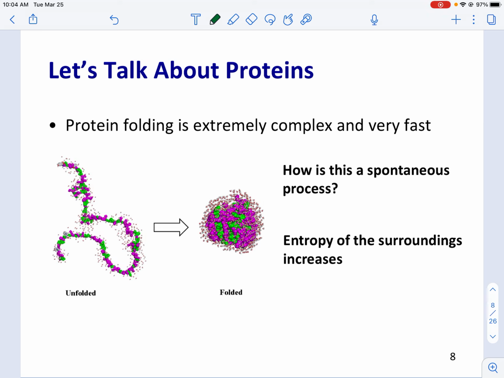How is this possible? How is it spontaneous? You increase the entropy of the surroundings. Okay, you increase the entropy of the surroundings because look at all those water molecules that are around the string, all these little dots down here around the protein.